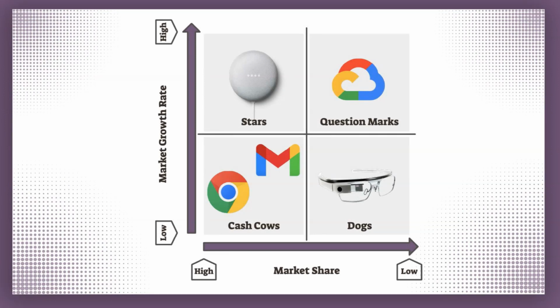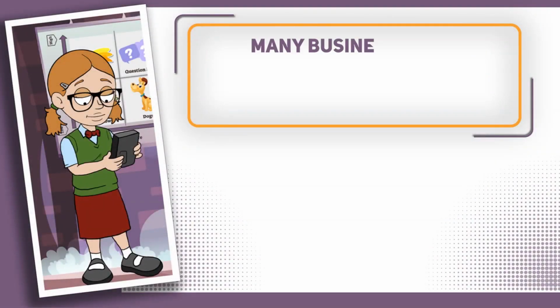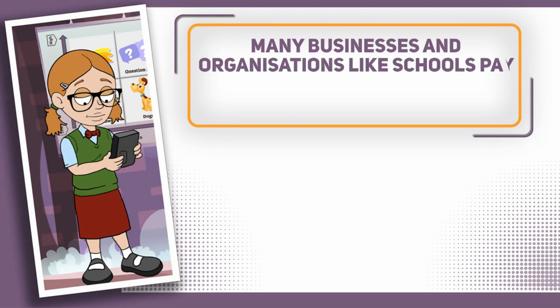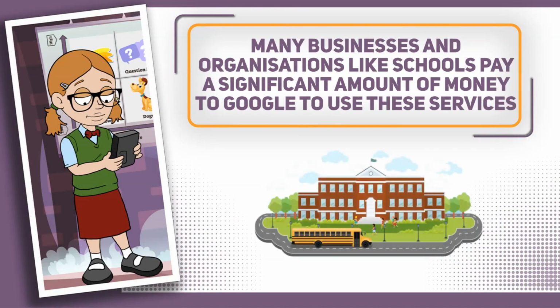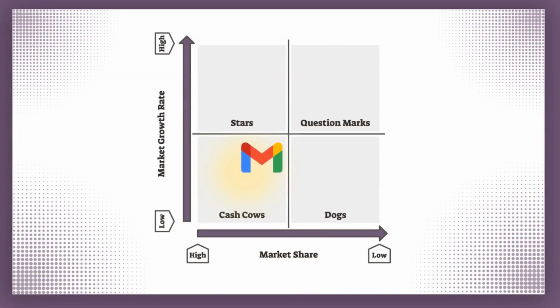Tia starts off by looking at the Google products that she and her family use regularly: Gmail, Google Chrome, and Google Nest speakers. It's important to remember here that even though Gmail and Google Chrome are free for you to use, many businesses and organisations like schools pay a significant amount of money to Google to use these services. Gmail is pretty well established, and Tia uses it herself for her emails, as do lots of her friends and family. It's also used by myself to send and receive important BizzWizard emails.